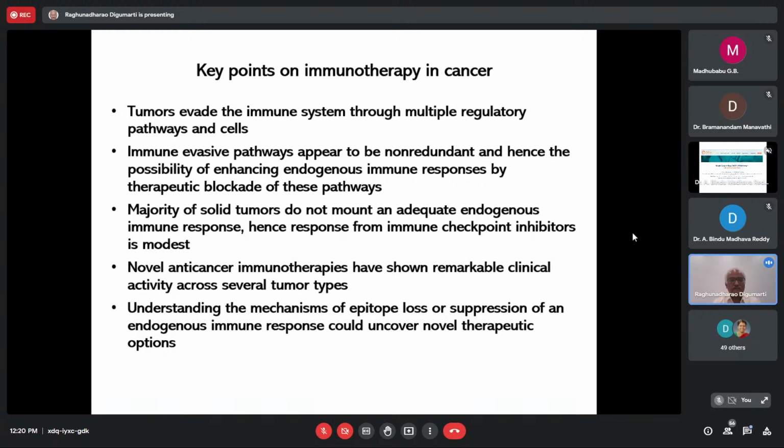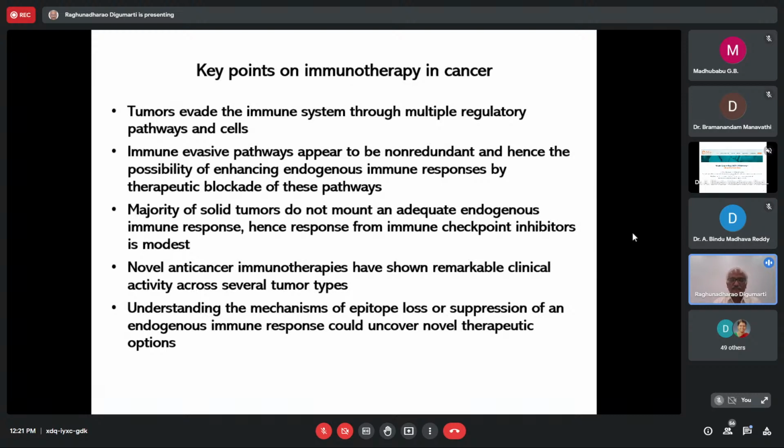So we now need novel anti-cancer immunotherapies which can work across several tumor types. So irrespective of the tumor, it can work. For example, nivolumab can work not only in Hodgkin's lymphoma, it can work in, say, a gastric carcinoma, it can work in a melanoma and several other tumor types as well.